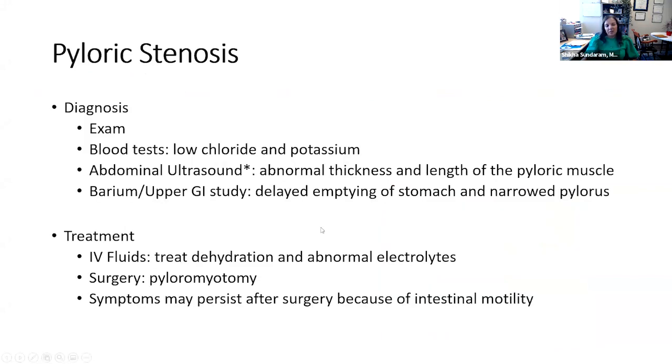A key to diagnosing this is exam. Sometimes you can feel that thickened pyloric muscle in the appropriate area of the abdomen. It sometimes is described as feeling like an olive. In reality, most babies are pretty upset because they feel terrible and their muscles are all contracted, and you really can't feel that olive. Blood tests will show some electrolyte abnormalities that are pretty different from other types of vomiting.